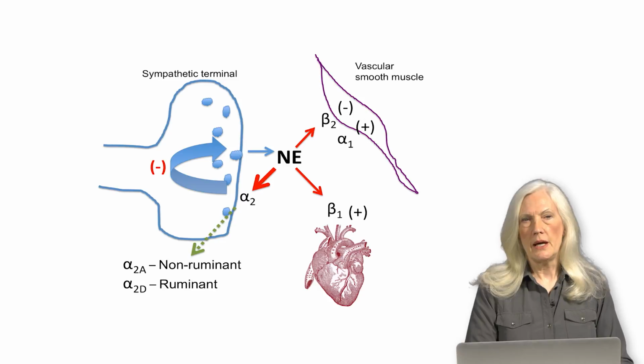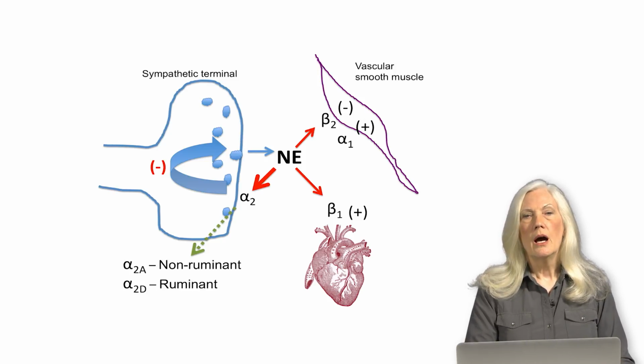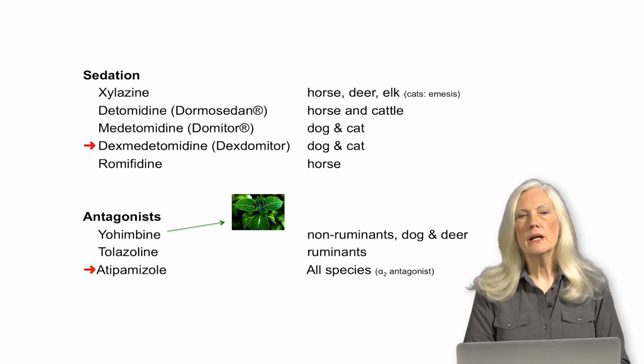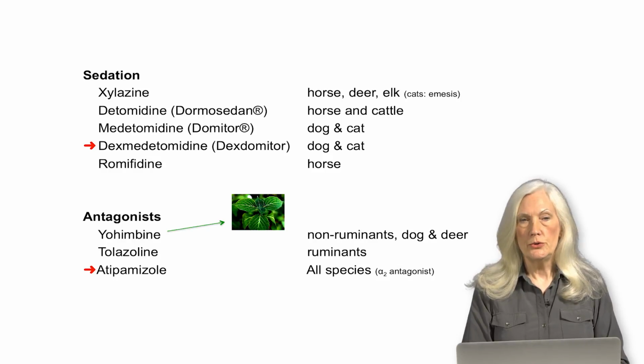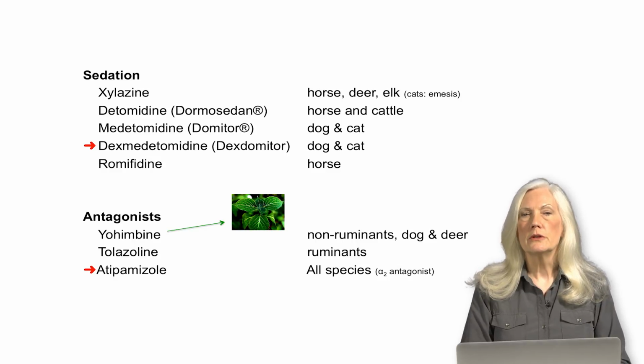There are two subtypes of alpha-2 receptors. Non-ruminants generally have alpha-2A receptors, while ruminants have alpha-2D receptors. This difference in receptor subtypes accounts for their use in different species. So depending on the selectivity of the drug, the alpha-2 adrenergic agonists are used to induce sedation, the newest being dexmedetomidine, while the antagonists are used to block the actions of the agonists. The most universally applicable antagonist is atipamezole.